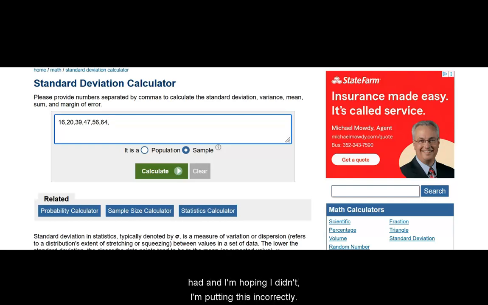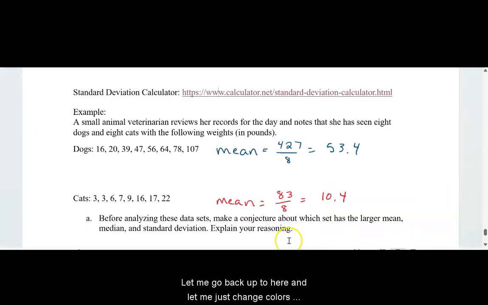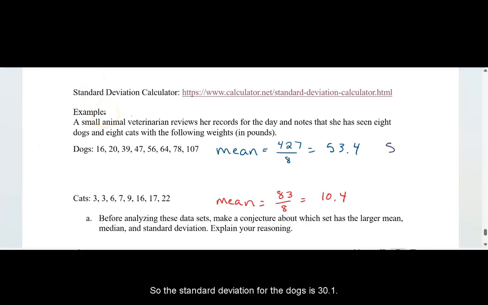And I'm hoping I'm putting this in correctly. And then 107. We're about to find out. That's all we do. We put in the numbers and we click calculate. And notice right here, this is all we need. All I need is that number right there, which is 30.1. So that is the standard deviation. Let me go back up to here and change colors for the standard deviation. So the standard deviation for the dogs is 30.1.